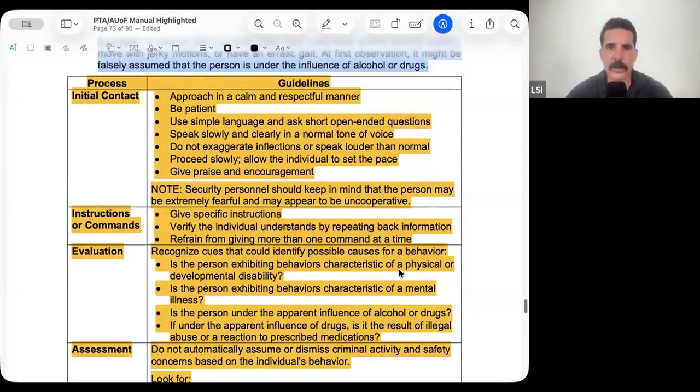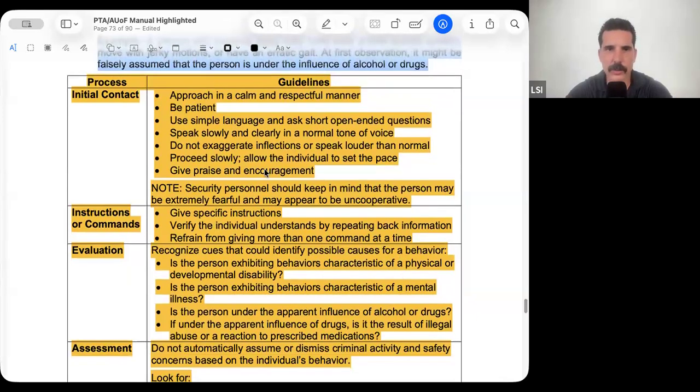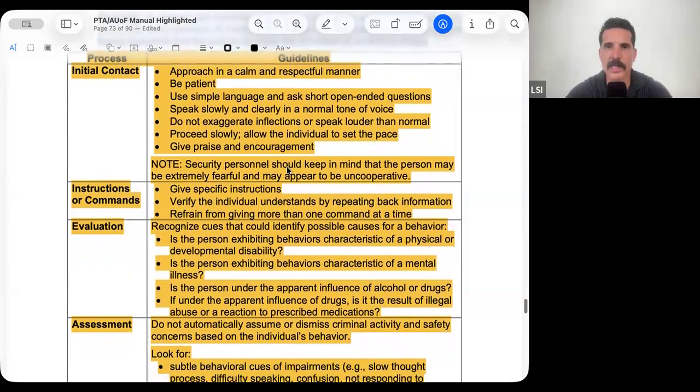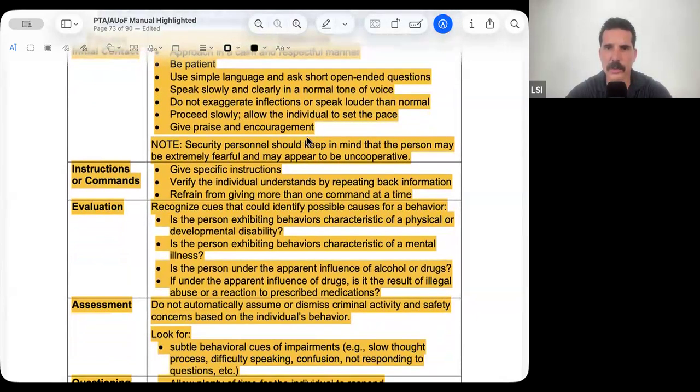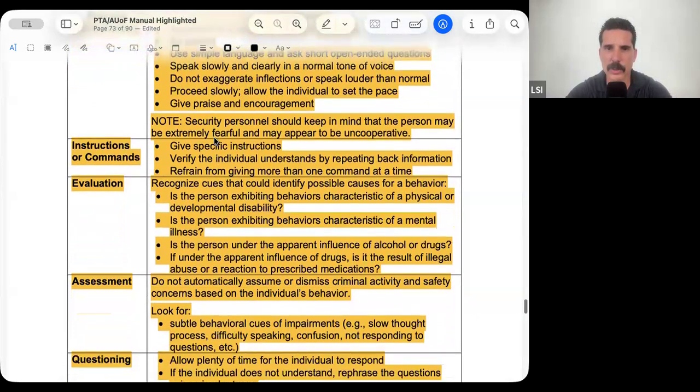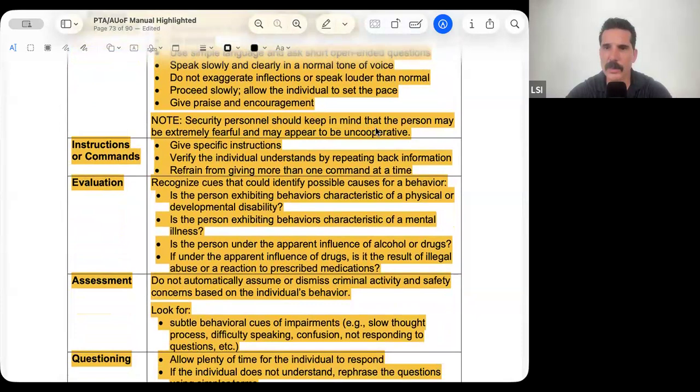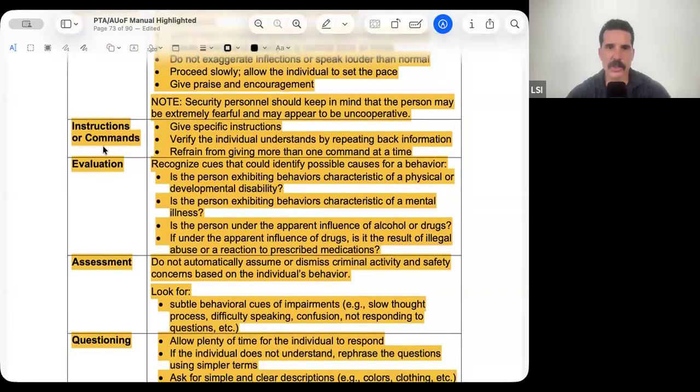All right, now this chart, we're going to highlight this whole chart where it says process, initial contact, guidelines. Approach in a calm and respectful manner. Be patient. Use simple language and ask short, open-ended questions. Speak slowly and clearly in a normal tone of voice. Do not exaggerate inflections or speak louder than normal. Proceed slowly. Allow the individual to set the pace. Give praise and encouragement. Note, security personnel should keep in mind that the person may be extremely fearful and may appear to be uncooperative.